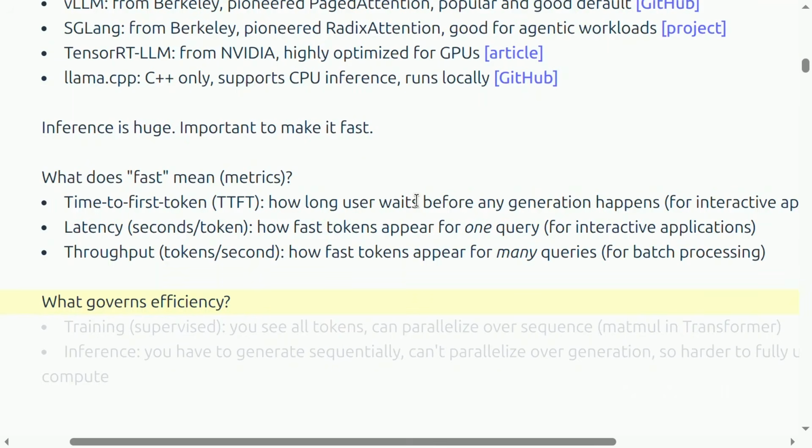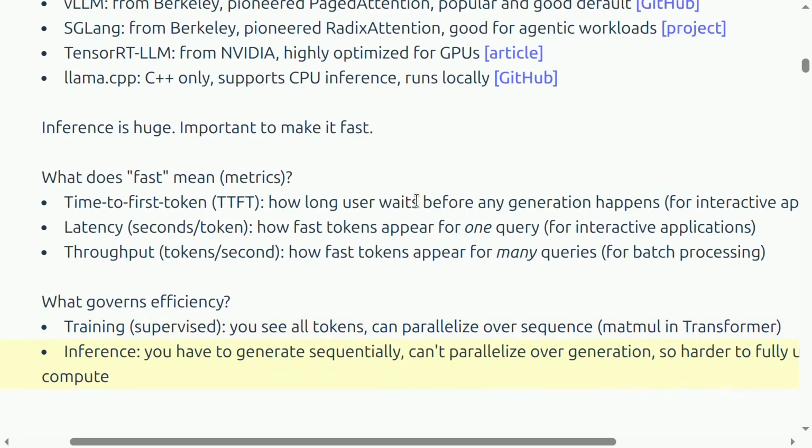So the high-level bit is as follows, and this is maybe one high-level bit to remember from the lecture: when you're doing training, you see all the tokens at once, because in supervised fine-tuning you see all the tokens, and you can parallelize over the sequence. Think about the transformer: in the calculation for attention and MLP, the sequence is just a dimension, so it's a big tensor that gets multiplied, and you essentially process all the tokens at once.